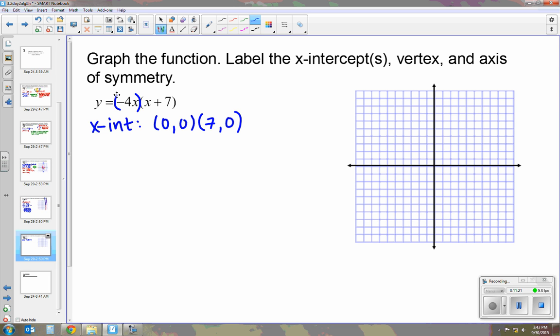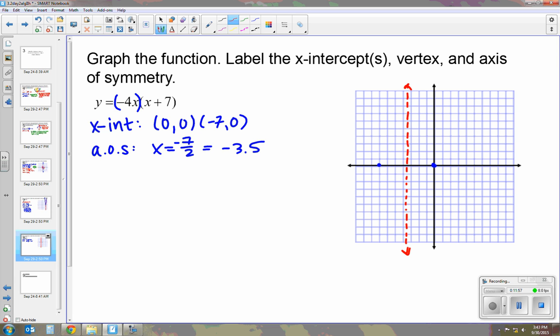And so now we can find our axis of symmetry by doing 7 over 2. Oh, this is going to be a negative 7, actually. Negative 7, because it's x plus 7, so we switch the sign. So that's going to be a negative 3.5. There we go. Okay, so let's graph our x-intercepts. So we have 0, 0, and negative 7, 0. 1, 2, 3, 4, 5, 6, 7. And our axis of symmetry is a negative 3.5, right in between those two.